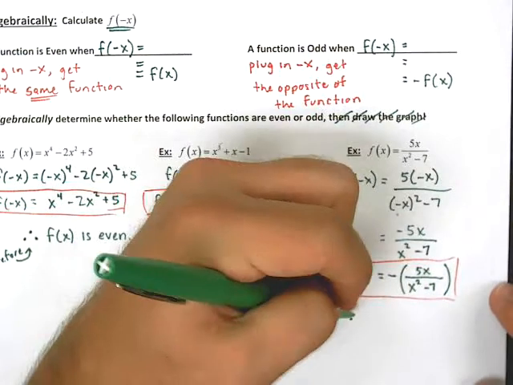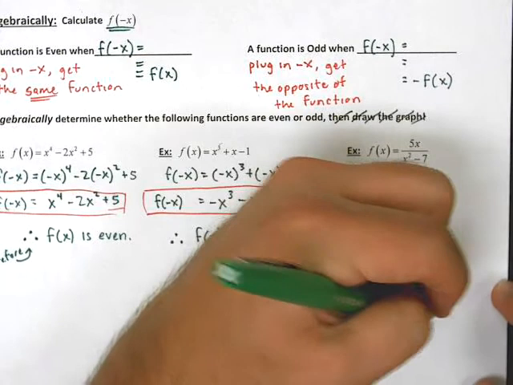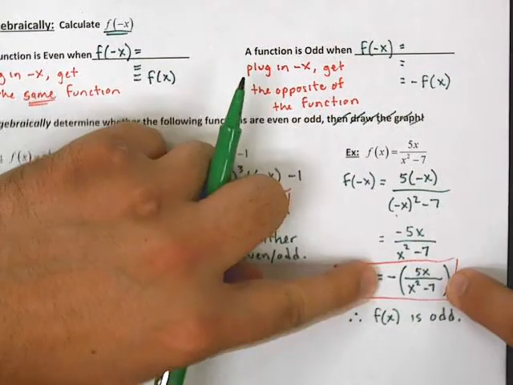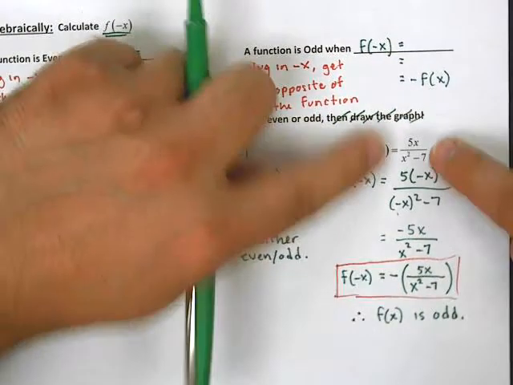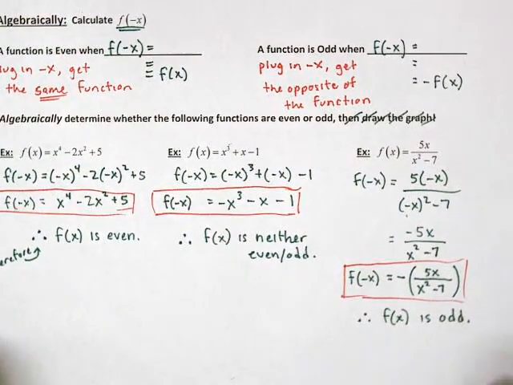Hopefully you guys said it already. F of x is odd. And again, why? Because this is negative, this is positive. These are the complete opposites of each other. So we have an odd function. All right, so that's a little taste of even, odd, or neither. Of course, we'll be practicing it later.